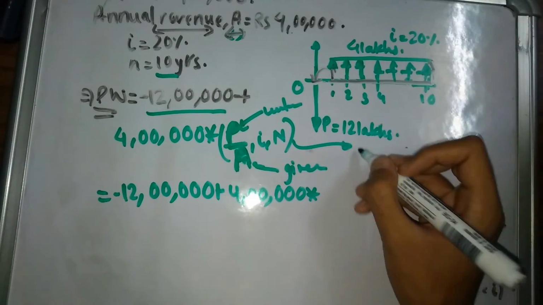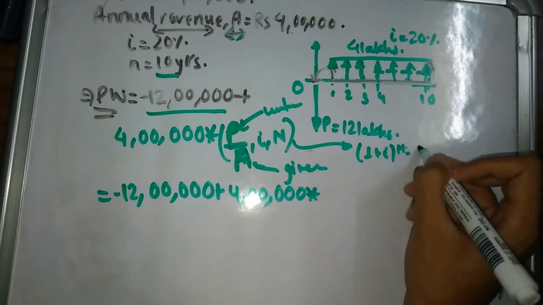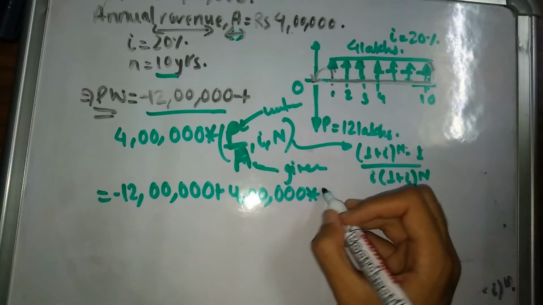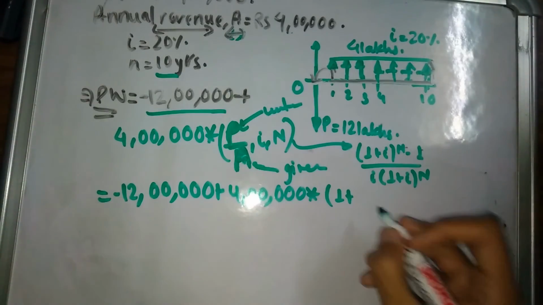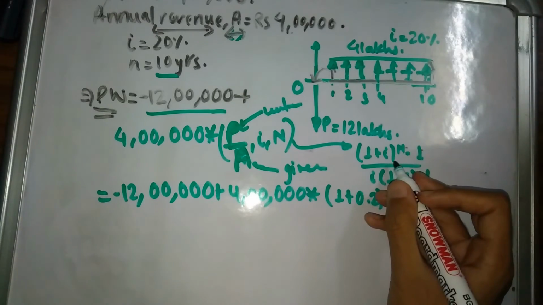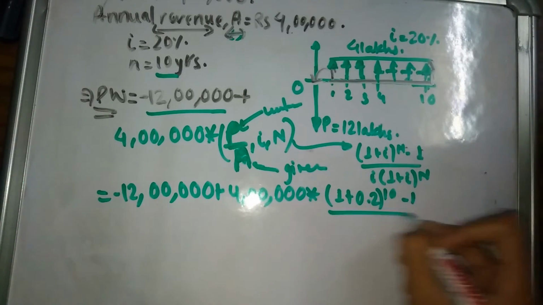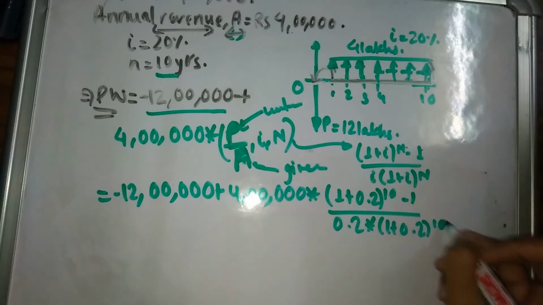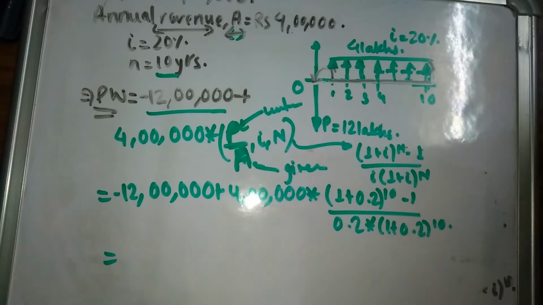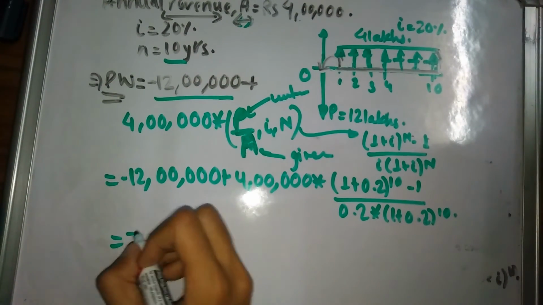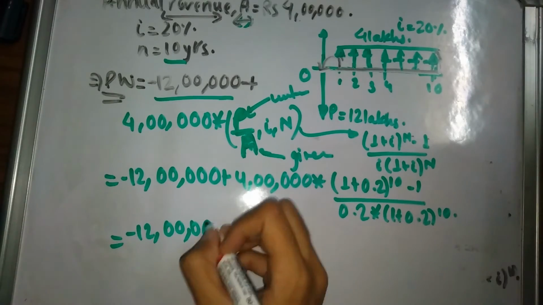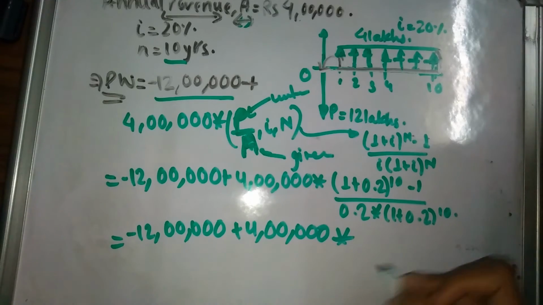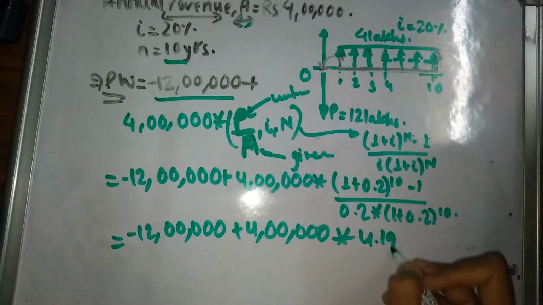if you check the formula for this, we have the formula of P by A as (1 plus I) raised to the power n minus 1, divided by I into (1 plus I) raised to the power n. So simply, let me write down: my value of I is 0.2, my n is 10, so (1 plus 0.2) raised to the power 10 minus 1, divided by 0.2 into (1 plus 0.2) raised to the power 10. In this case my present worth is minus 12 lakhs plus 4 lakhs into, on solving this, I am going to get my value of 4.1925.